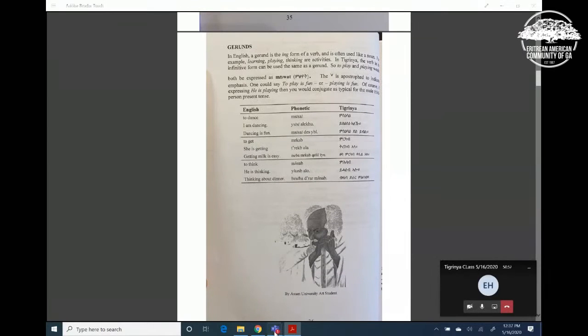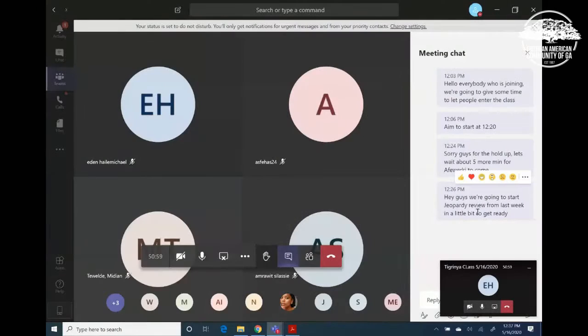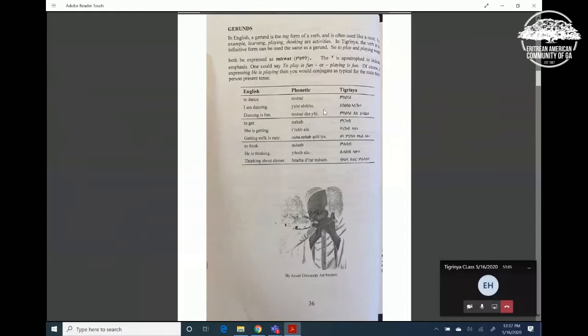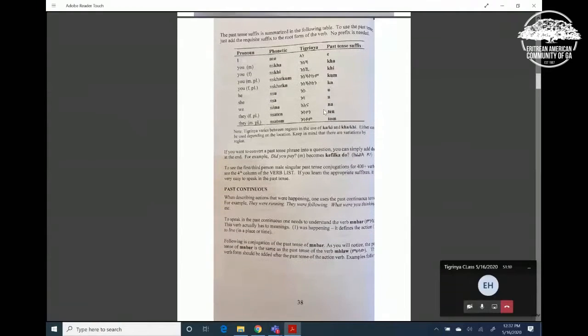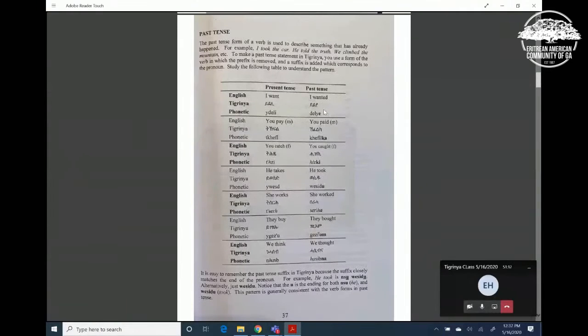Does anyone have anything they want to say? Any questions about that one? About gerunds? If not, we can move on to past tense.